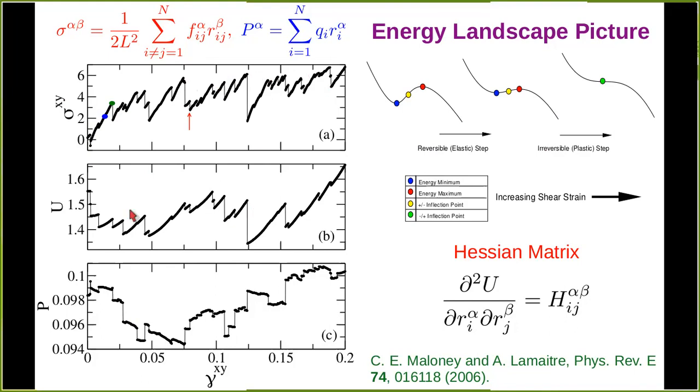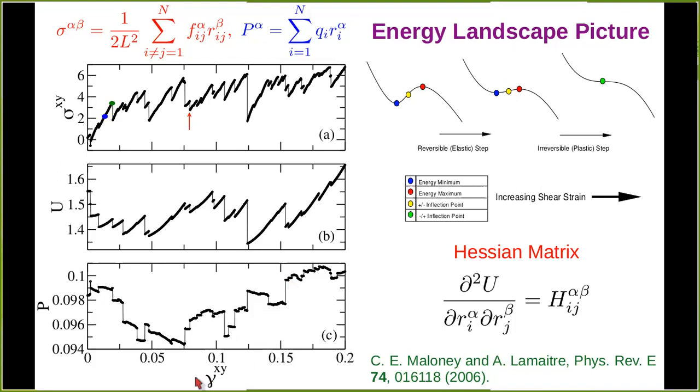In the middle panel, I am showing you the total potential energy of the system as a function of strain. Each energy drop is associated with a stress drop, and between two stress drops, the potential energy of the system increases as we increase the strain. In the lower panel, I am showing you total polarization as a function of strain. The total polarization shows that each polarization change is associated with a stress drop or potential energy drop, and the stress and the polarization change could be positive or negative, and that depends on the local environment.